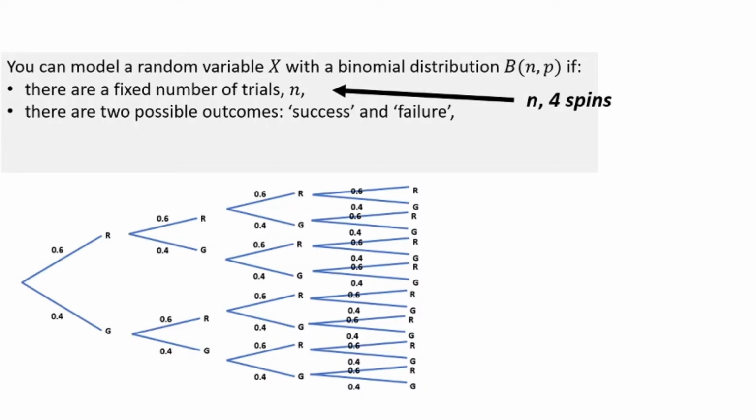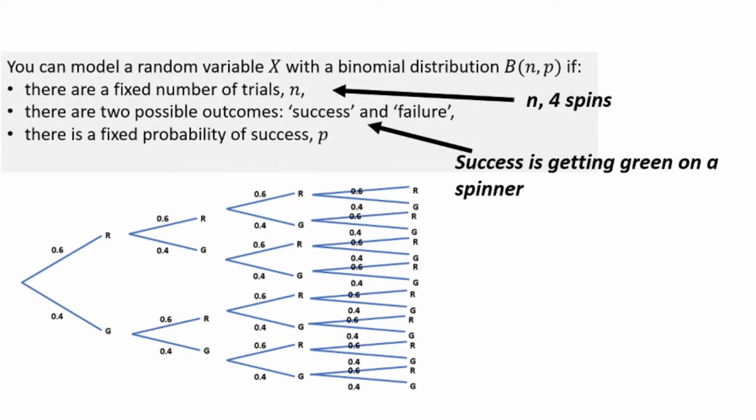In this scenario, success was getting green on the spinner. We were looking for one success. We only wanted one green. Any other color that we achieved, we would look at as a failure. So there should only be two outcomes, success and failure. And there is a fixed probability of success.